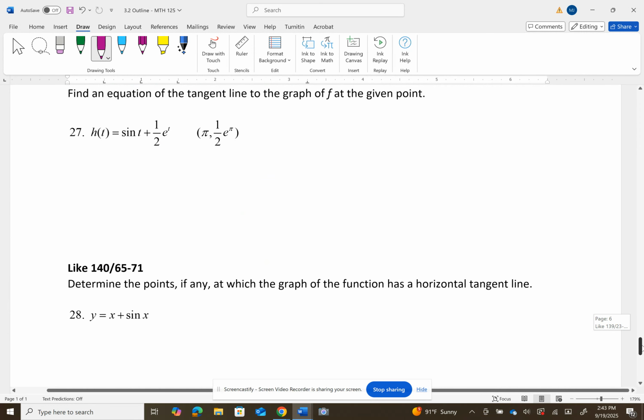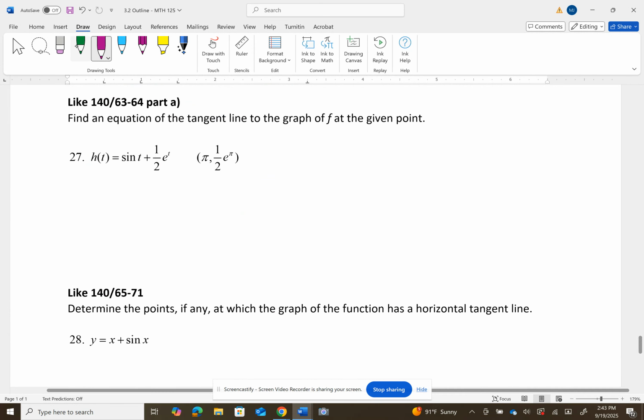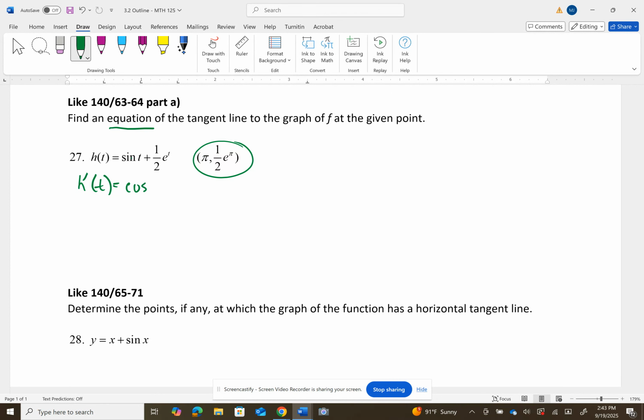All right, now sometimes they ask you a little more than that, right? So here they're wanting the equation of the tangent line. So that means to get the equation of a line, I need the slope, and I can put it together then with this point. And if I need the slope, that means I need to do the derivative. Okay, so I'm going to do the derivative of h. Derivative of sine is cosine. Derivative of e, I just bring the constant and do the derivative of e to the t. Looks like I didn't do anything, but that is the derivative of that.